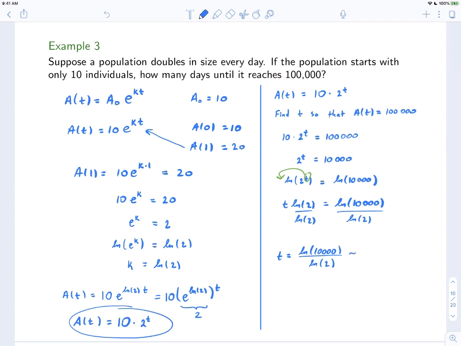This value is approximately equal to 13.2877. So in other words, it takes just over 13 days. And that's the answer to our question.